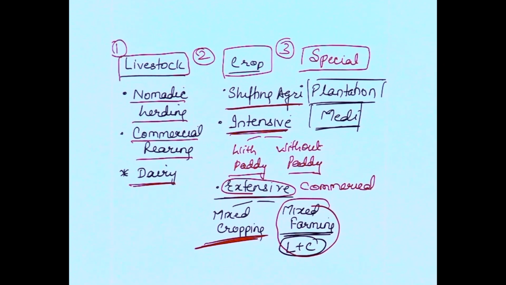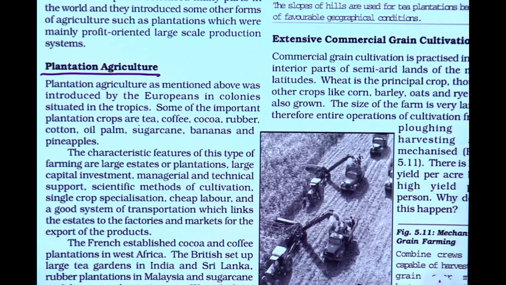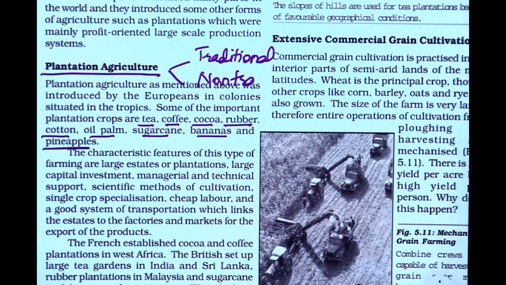From NCERT, plantation agriculture includes tea, coffee, cocoa, rubber, cotton, oil palm, sugarcane, banana, pineapples. Here I want to distinguish two types, which is not clearly mentioned in our NCERT. Plantation includes traditional and non-traditional categories.